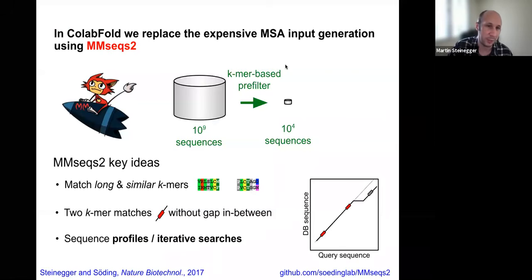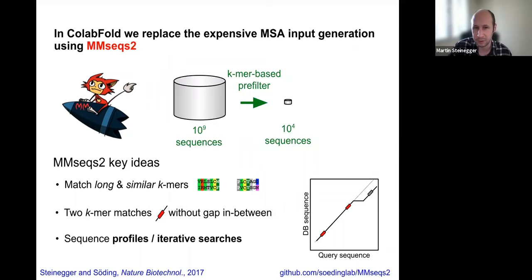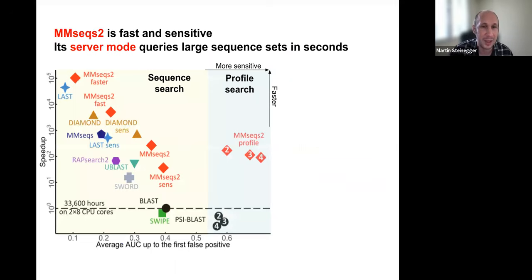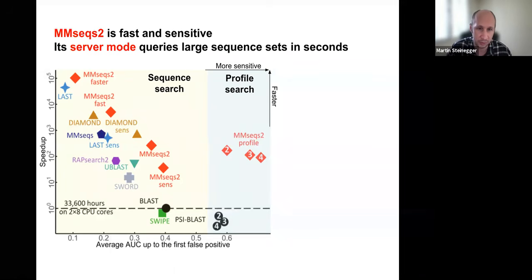Yes, to mention, there are many fast search methods out there, but MMseqs2 is the only fast search method that can actually use profile information and can also do these iterative profile searches, which is really critical to build these multiple sequence alignments. Yes, so here in that plot, there's a comparison between MMseqs2 and other search methods.